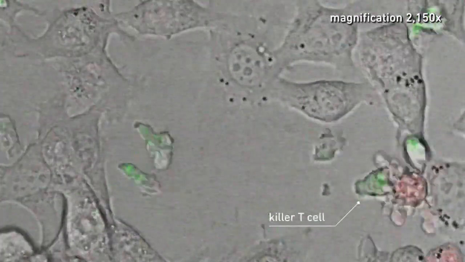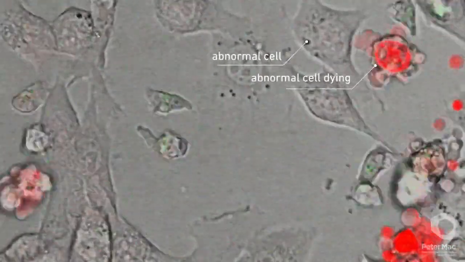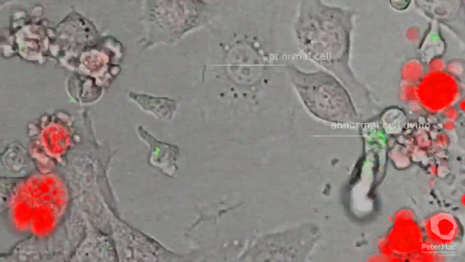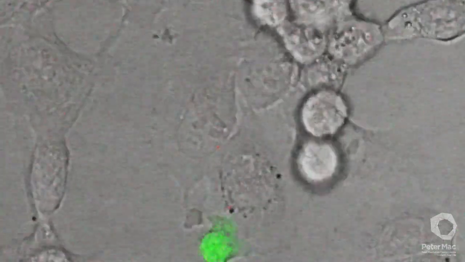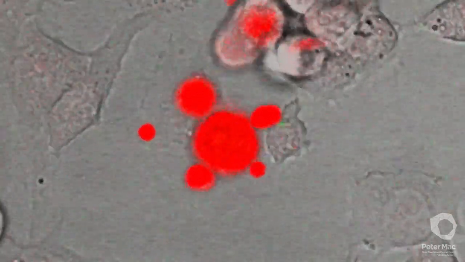The killer T cell, shown here in green, releases deadly toxins which destroy the abnormal cells, which turn red. Killer T cells are therefore a very important defence mechanism against disease and are constantly on the lookout for abnormalities and foreign invaders.